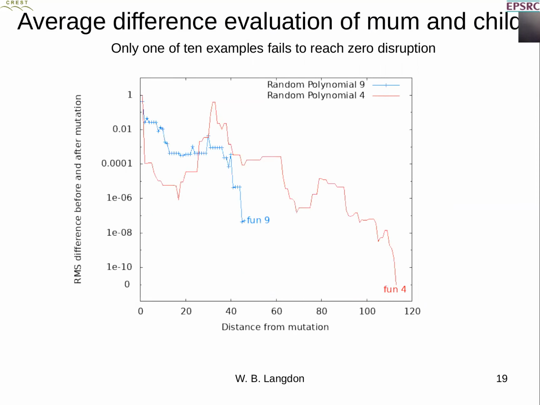If we look at absolute values, notice the log scale. There's no guarantee of a monotonic fall, but you can see in the two examples, the size of the difference between the parent and offspring falls quite dramatically. In one case, it falls to zero, but in the second case, it's not quite zero when we reach the root node.